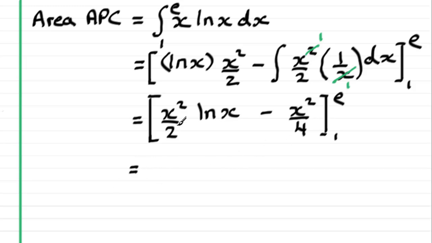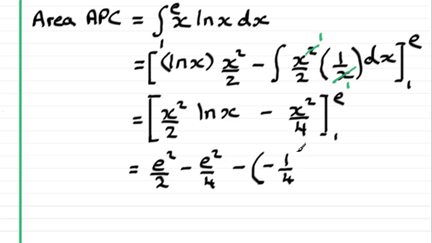We put e through, so we get e squared over 2 times the natural log of e, but the natural log of e is 1. So we just get e squared over 2. Then substitute e in here, we've got minus e squared over 4. And then we subtract and we put 1 through. Now the natural log of 1 is 0, so that term goes. And we've now got minus 1 squared, which is 1 over 4, a quarter there.